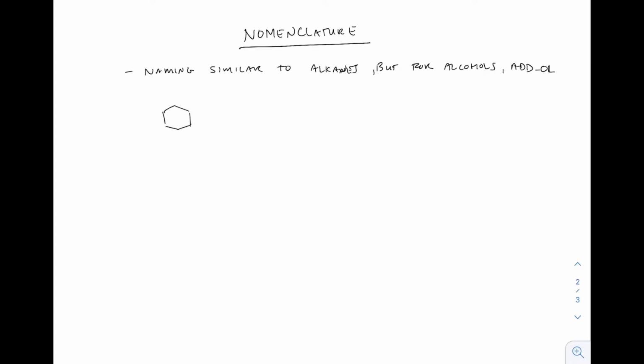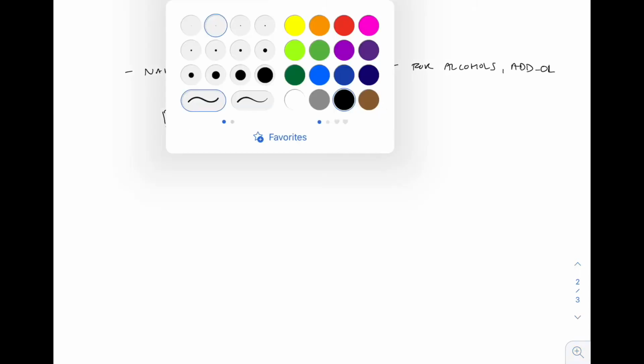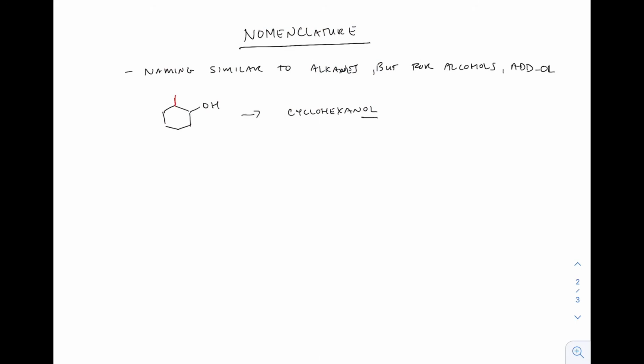So naming is similar to alkanes, and for alcohols we'll add an OL at the end. So like this one would be a cyclohexane, right? But now it has an OH on it, which is an alcohol. So we take off the E and we add an OL. So it's cyclohexanol. If we add a methyl there, then you start with numbering the alcohol as the 1 position, and then of course you go with the normal nomenclature process of giving the substituent the lowest number. So this is a 2-methylcyclohexanol, and there you have it. That's pretty straightforward, right?